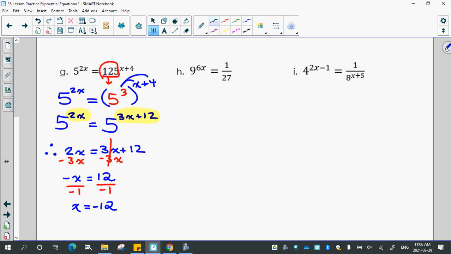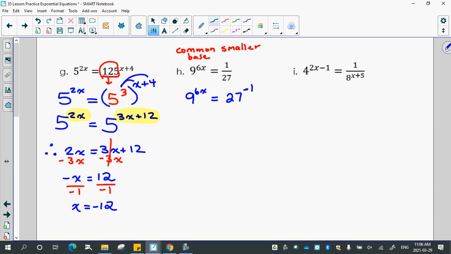All right, H is another example where you need a common smaller base. So I wouldn't do that right away because my first step would be to bring the 27 to the numerator. So it would be 27 to the negative 1.